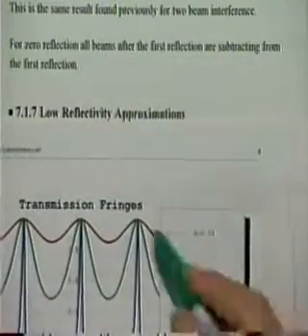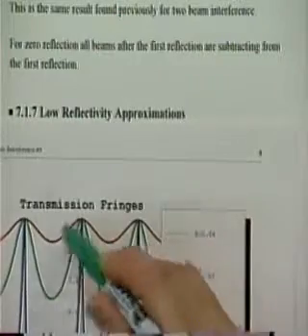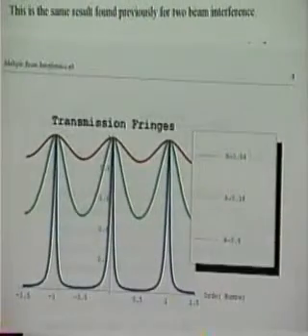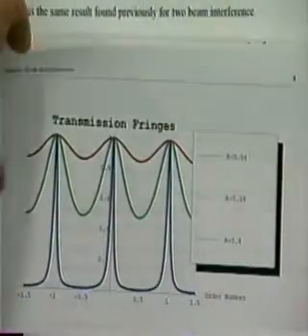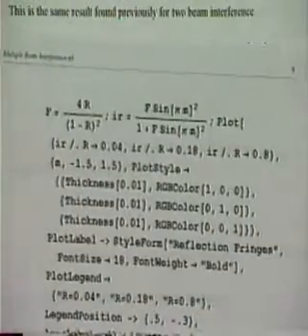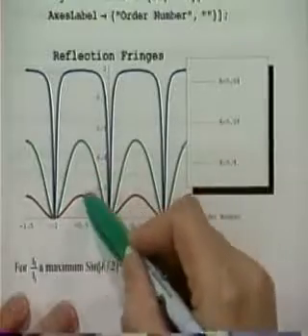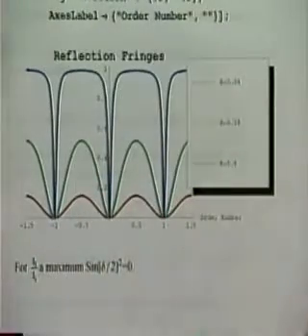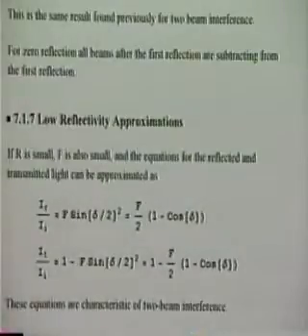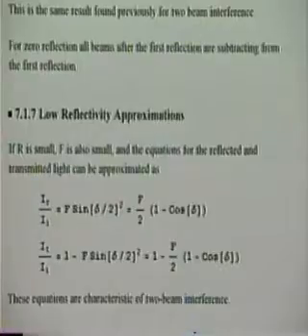And we sort of saw that in the plots. We saw that when we had a low reflectivity of 4%, it looked kind of sinusoidal. And the same thing here for the reflected light: for the low reflectivity, it's sinusoidal. So, I mean, it works. It's not too surprising that it works out that way.